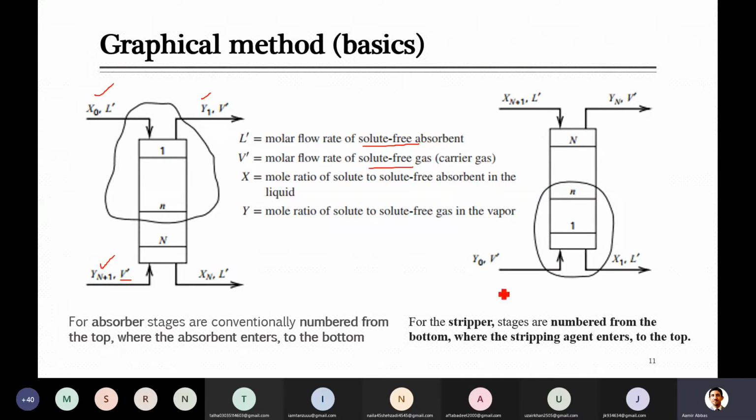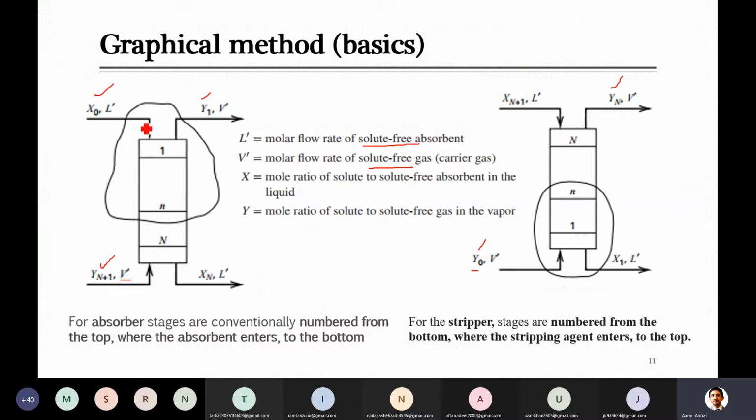Similarly, for the stripper, you can now understand the symbol Y naught, because this is a stripper numbered from the bottom, so anything before tray 1 is tray 0, so that is like Y naught here. As well, this liquid is leaving from tray 1, so it is named X1, and similarly the liquid entering from the top will be considered as coming after n plus 1, and the leaving vapor is Yn.